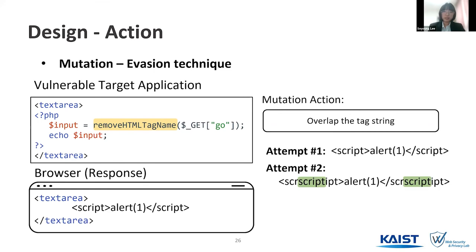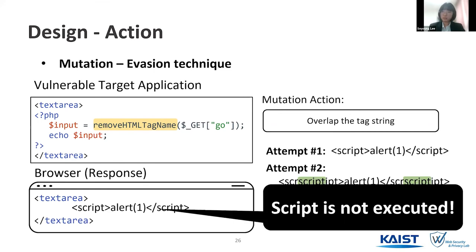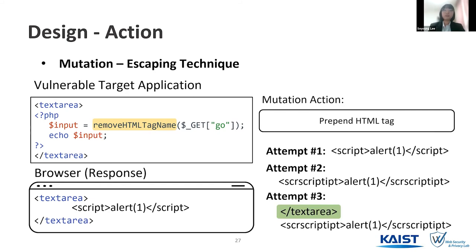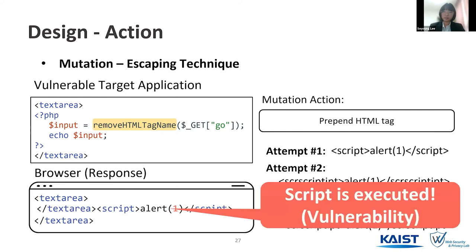Then the mutated payload looks like this, and now Link gets other feedback that the script is not executed because the payload is placed in the textarea tag. Finally, Link will choose the prepending HTML tag mutation action, which is one of the context escaping techniques. Then the mutated payload will escape the textarea tag and trigger the vulnerability.